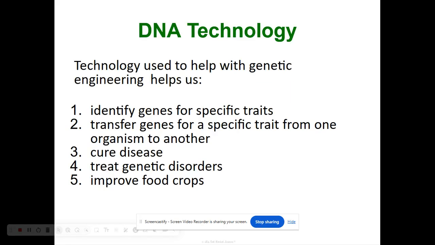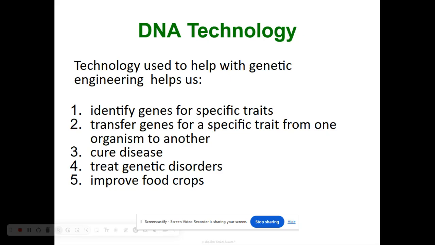Looking at technology used to help with genetic engineering can help us to do a multitude of things, especially since after Watson and Crick developed the structure of DNA back in the 1950s, we've seen a tremendous boom in how we use DNA and continue to use DNA. Some of the things that we can do with that is maybe identify genes for specific traits, especially ones that happen to cause diseases. We can transfer genes for a specific trait from one organism to another. So this is where we can get organisms called genetically modified organisms.